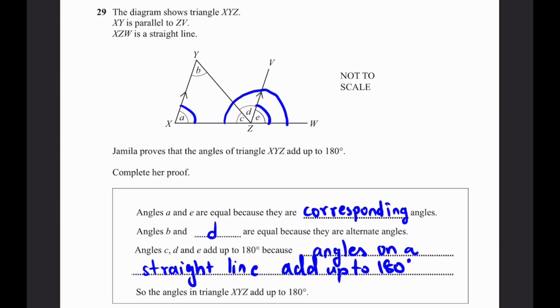So the angles in triangle XYZ add up to 180 degrees. Because angle A and E are corresponding, so E will be the same as A. Angle D and B are alternate, so D and B will also be the same. And angle C is there in both of them, so it will anyway be the same. So angles in triangle XYZ add to 180.